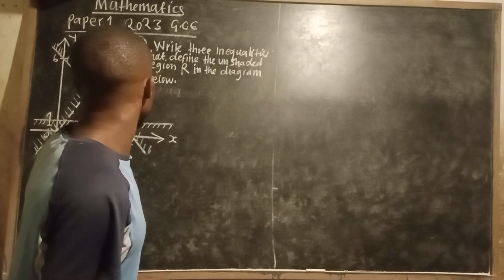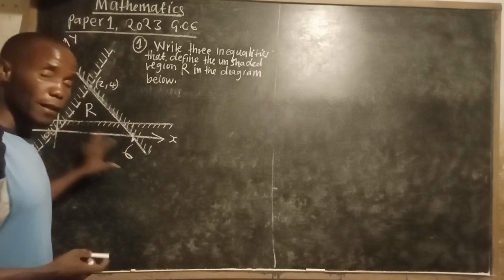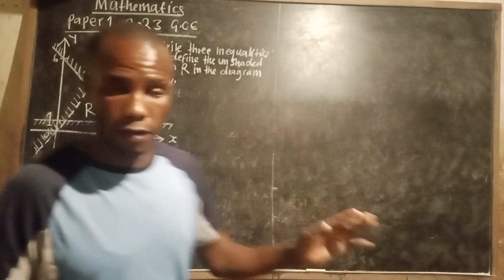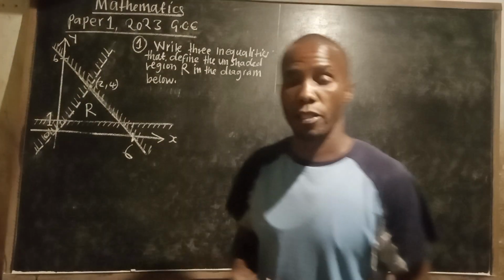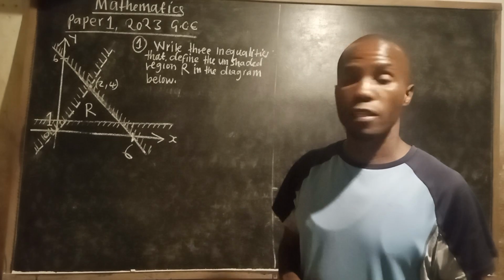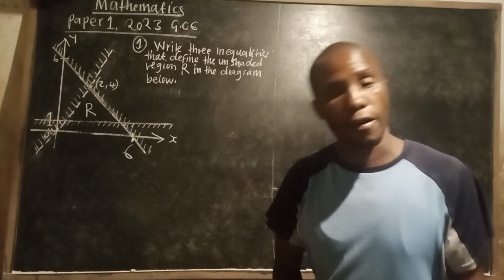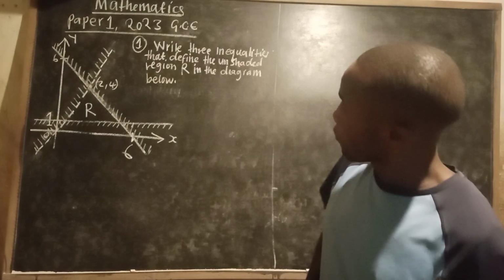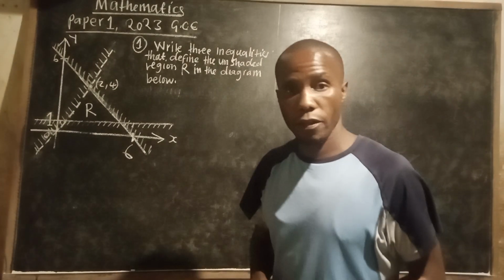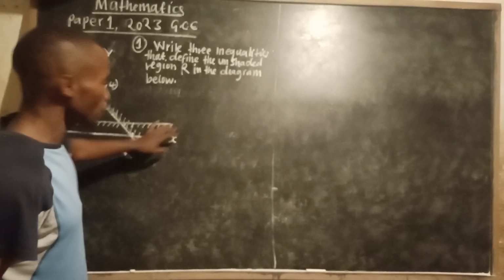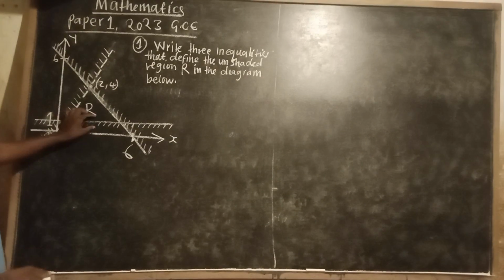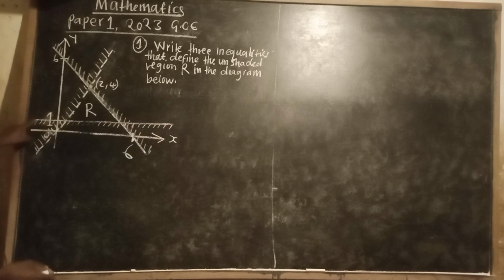These are the lines whose inequalities we should write according to the shaded region. They don't specify which line you are supposed to start with. It is up to you to start with whichever line you feel like. This evening, I am going to start with this line. So how do we write the inequality of this line?